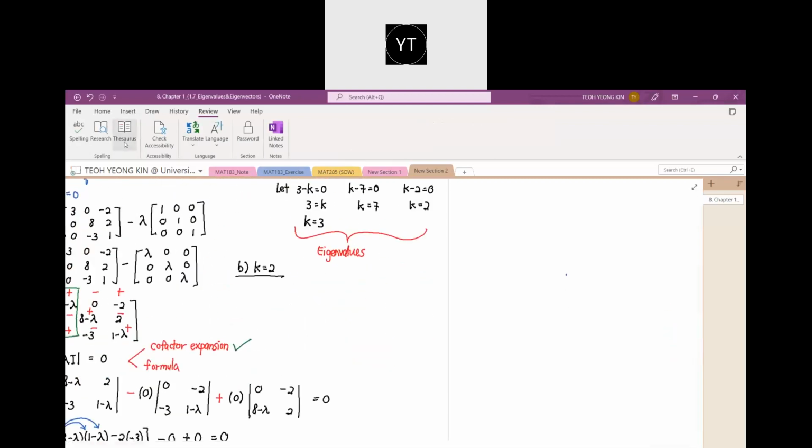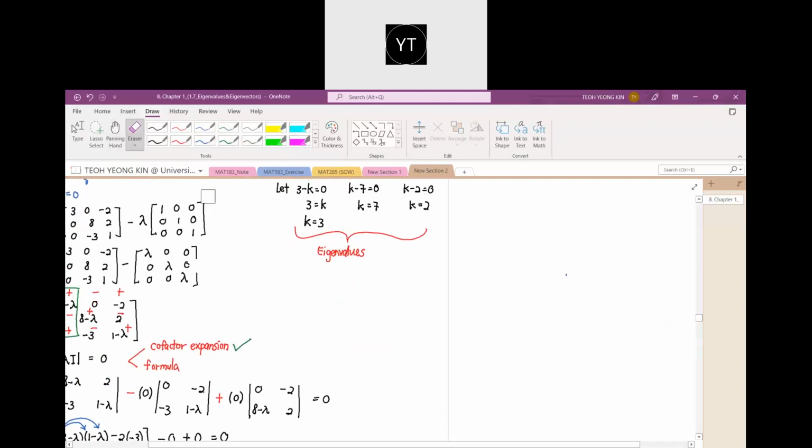So, here, let's say here is B. K is equals to 2. By using the value of K is equals to 2. Next, we try to find the eigenvector. Seterusnya, kita cuba cari eigenvector dulu. So first, how we going to find the eigenvector? So substitute K is equals to 2 into this function. A minus lambda I. Ganti dalam sini.